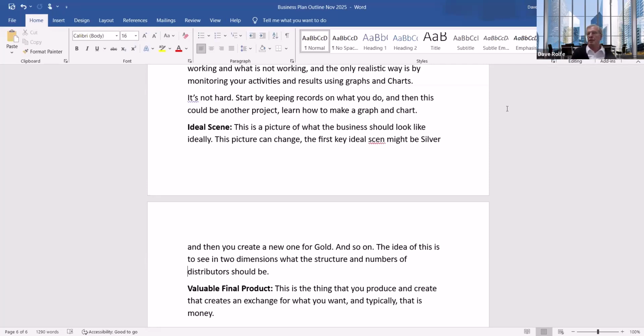So the first target might be executive, second target might be silver. But again, what would be the component parts of an executive? See, that's how you want to break it down.